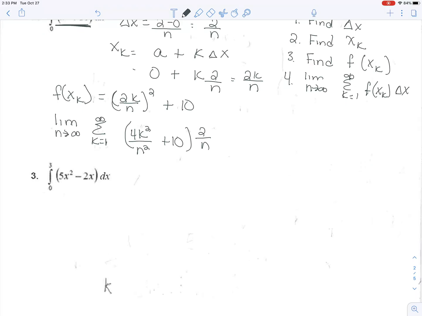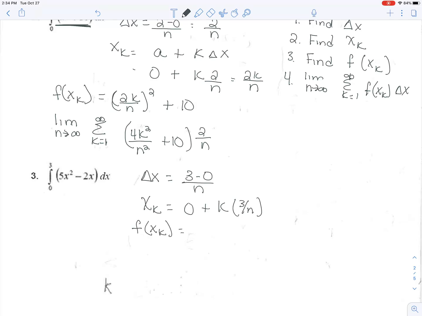Okay? What I'd like for you to do is pause the video and try problem number 3. Okay? Welcome back, and let's see what I have. So I'm not going to write the steps out again. First, I'm going to find delta x. So delta x is 3 minus 0 over n. x_k is equal to my initial value, 0, plus k times delta x.